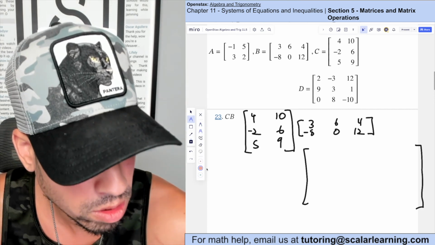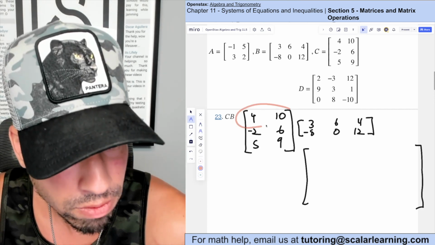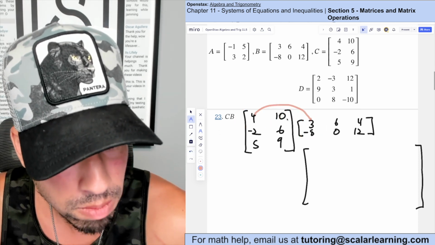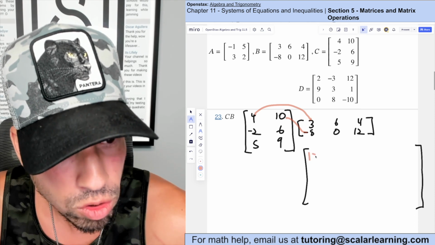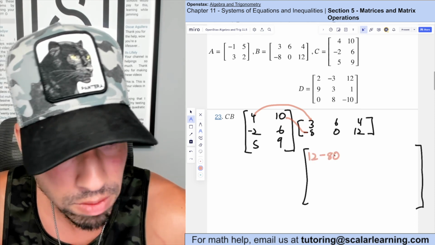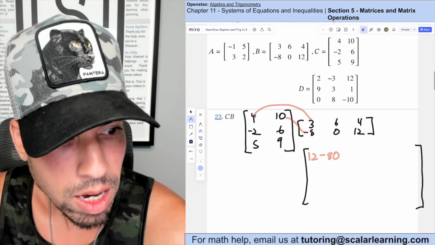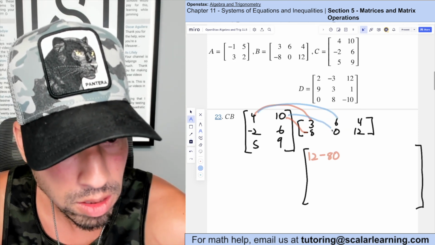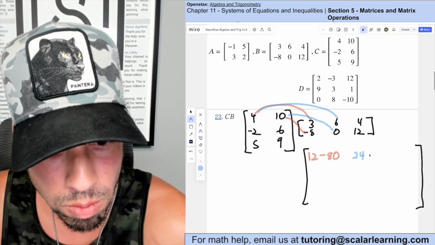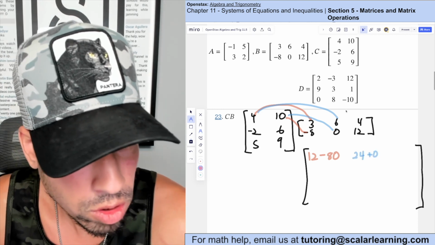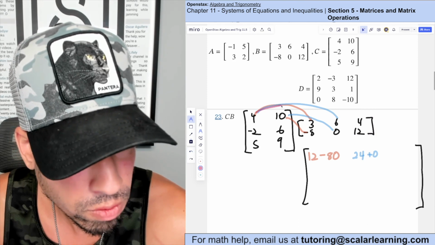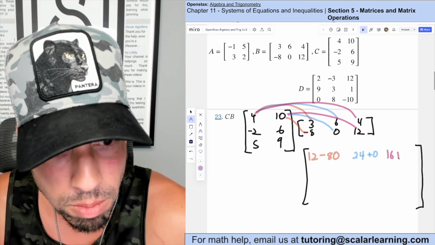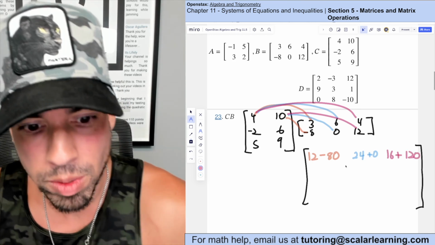Okay, let's do a little color coding. Now, we're going to start with red. Again, first row times first column. So we go 4 times 3 plus 10 times -8. That's 12 minus 80, or plus -80, depending on how you look at it. Then we got first row times second column. So we go 4 times 6 plus 10 times 0. That's 24 plus 0. And then we go third column, same thing, still first row. So 4 times 4 is 16 plus 10 times 12, which is 120. Cool, there we got the first row.